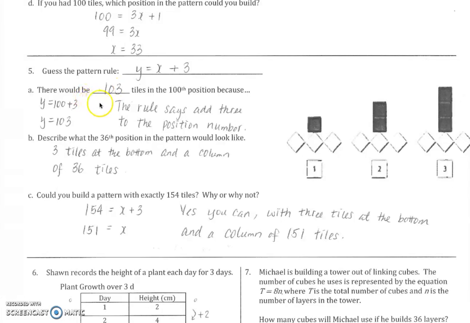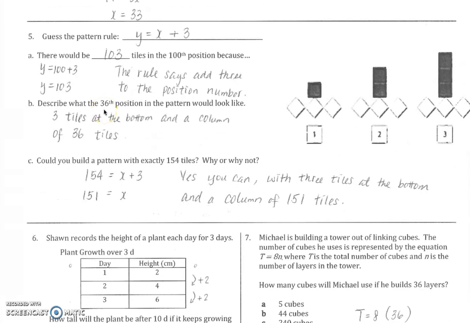There would be blank number of tiles in the 100th position, so we can use the pattern rule to help us calculate this answer. Y is equal to 100, the position number, plus 3. So therefore we know there are 103 tiles in this position.